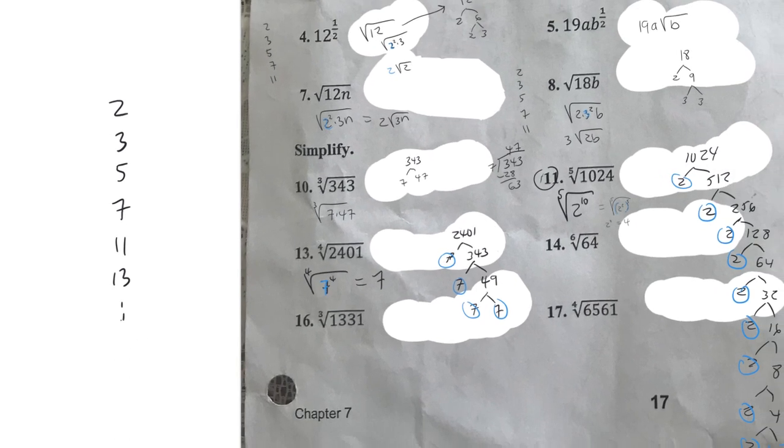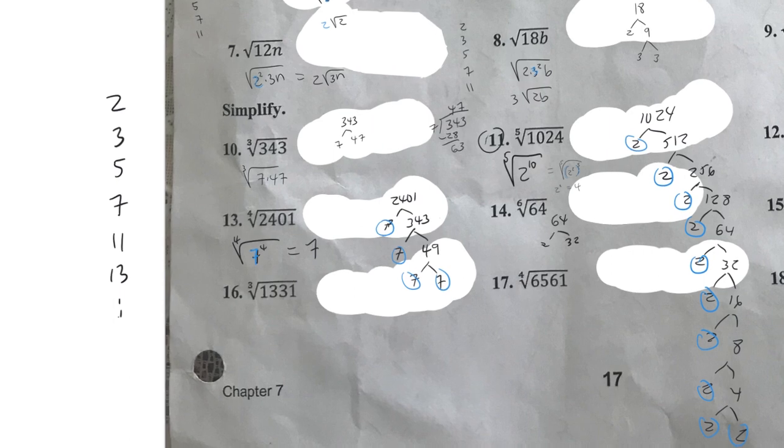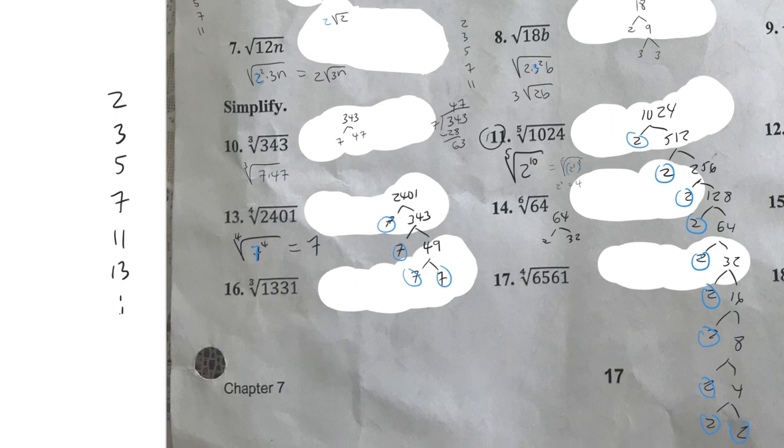Okay. Let's see. Now the sixth root of 64. So 64 is a result of 2 times 32. And through our previous process here, we saw that 32 is really just 5 twos getting multiplied together. 2 times 2 times 2 times 2 times 2. So 2 to the fifth equals 32.